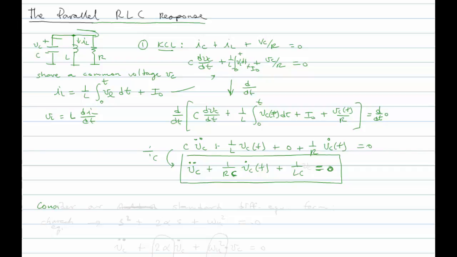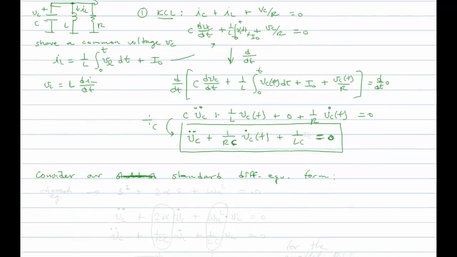So consider our standard differential equation form. Okay, we have s squared plus, one of the forms was s squared plus 2 alpha s plus omega n squared. That was the characteristic equation. Let me write the differential equation here. It was VC double dot plus 2 alpha VC dot plus omega n squared VC is equal to 0.